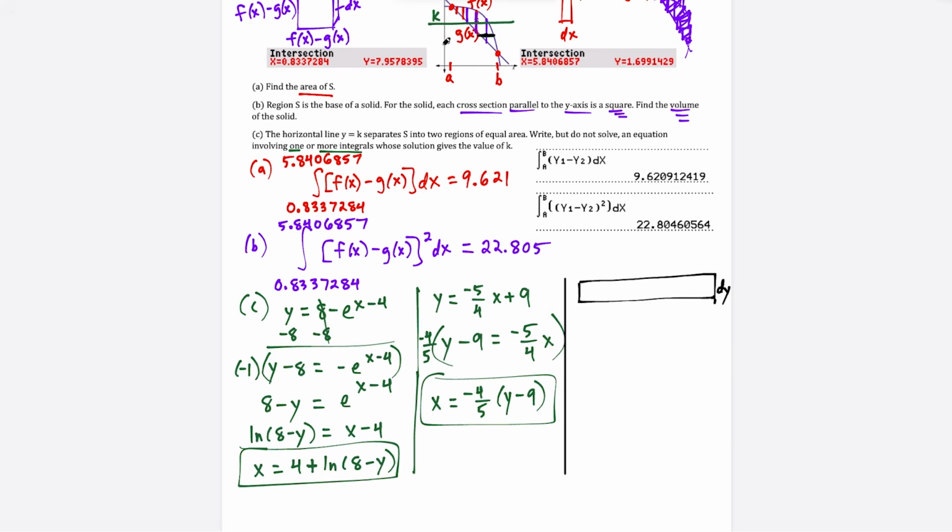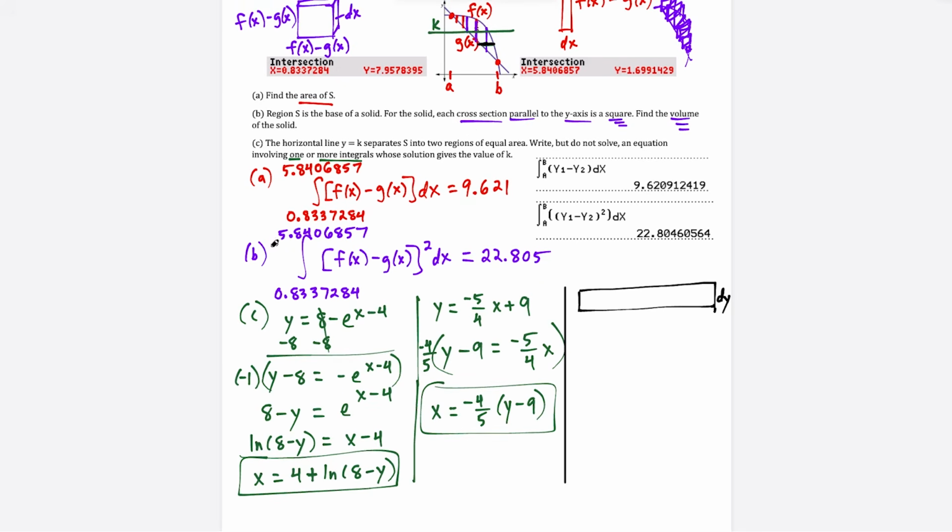And now for the horizontal distance, we're going to use the concept of right minus left. But notice that the function on the right is determined by the function that has curvature to it. So that's going to be this one that we solved over here, the 4 plus natural log 8 minus y. And the function on the left was the linear function. So that's going to be this function over here, the negative 4/5 times y minus 9. So this is essentially our x on the right, and this is our x on the left.